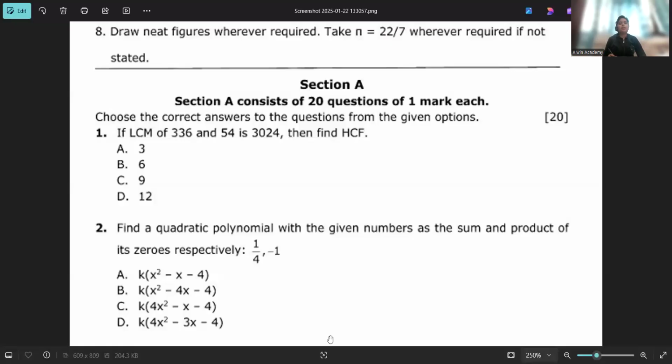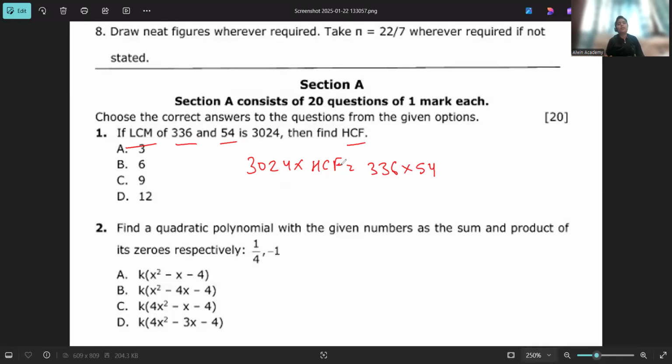If the LCM of 336 and 54 is 3024, then find the HCF. Now there are two ways to solve this. First, you can simply find the HCF of 336 and 54. There's no need to even consider this LCM. But the other shorter way, because for this one we'll have to do the prime factorization of both, the shorter way would be we know LCM into HCF is equal to product of the numbers. So 3024 times HCF is equal to 336 times 54.